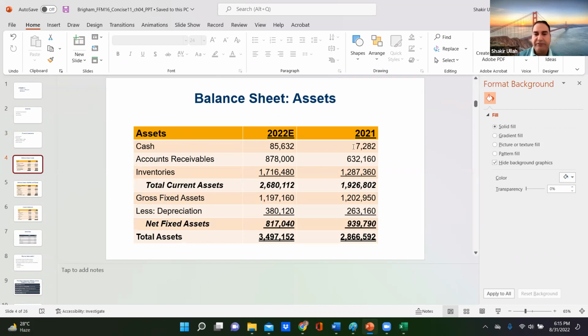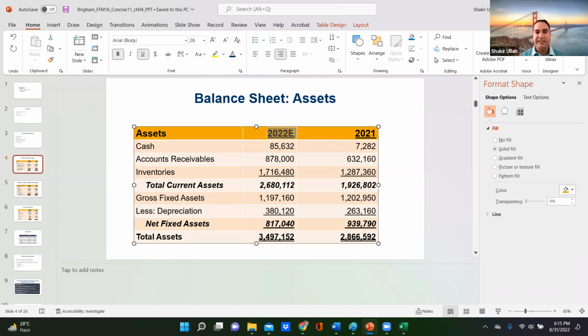Okay, and we have numbers for 2021 and 2022. The 2022 numbers are estimated because 2022 has not ended yet, right? But we can presume those are the numbers. Now, what assets do we have in this business at the moment? We have got cash, and that cash is $85,632.